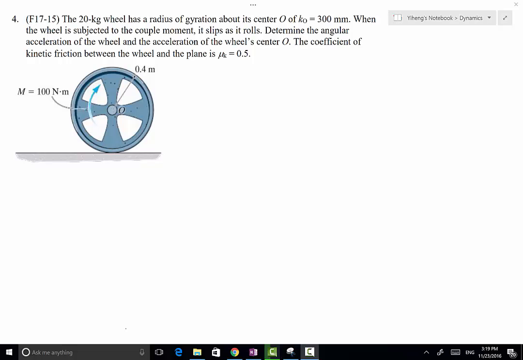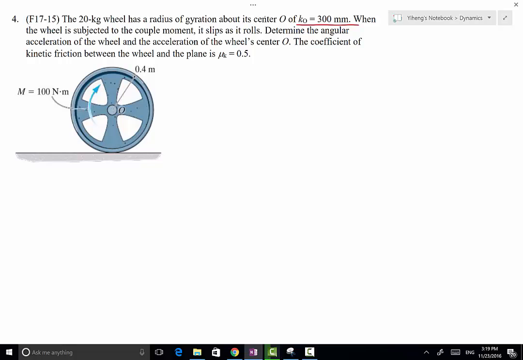Let's look at this problem. We have this 20 kilogram wheel. The radius of gyration about its mass center is given. That's good. And the wheel is subjected to a couple moments and it slips as it rolls. We need to determine its angular acceleration as well as the linear acceleration of the wheel's center. We are given the coefficient of kinetic friction between the wheel and the plane.